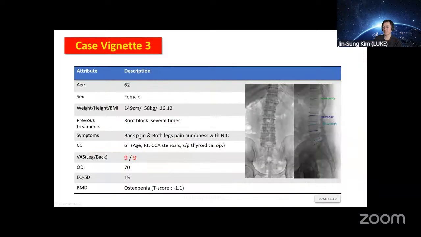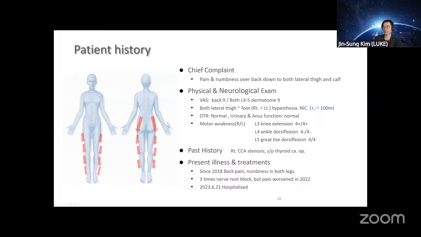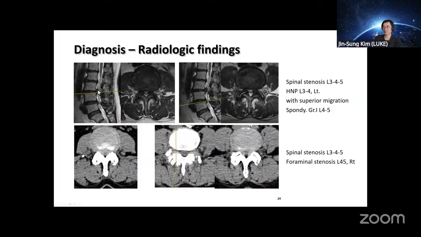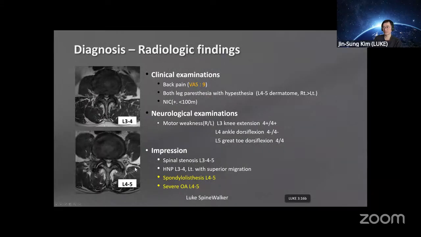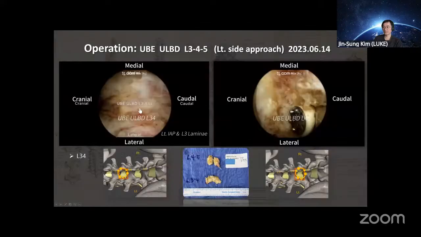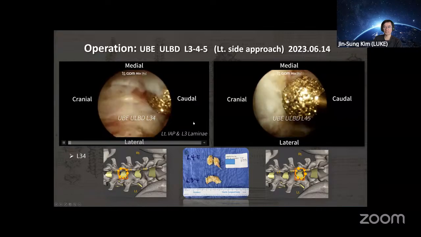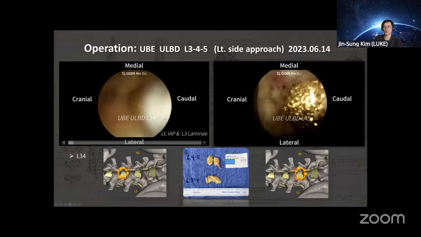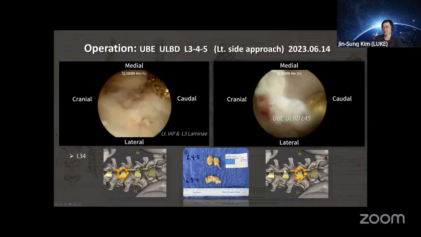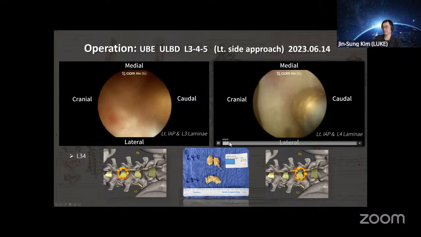So let's see the other case, a little complicated. You can see the back pain was 9, especially 70. The patient has a lot of medical comorbidity. You can see the problem, the disc herniation, also facet hypertrophy, right? This is 3-4 and 4-5. The patient has a little bit of recess stenosis. Using 3 skin incisions, I was able to manage the two-level decompression.